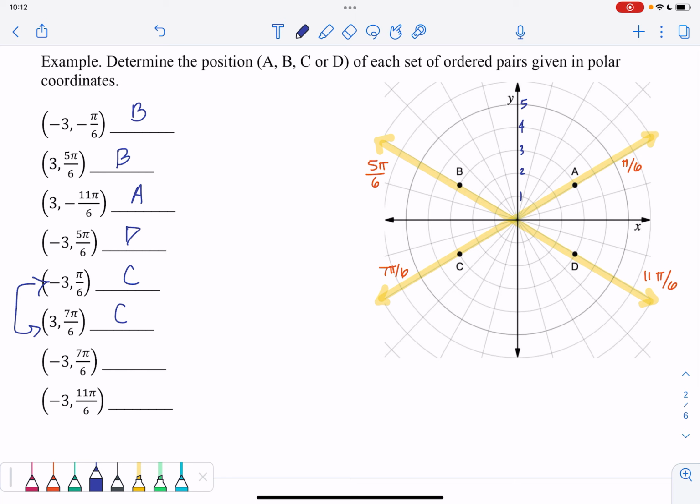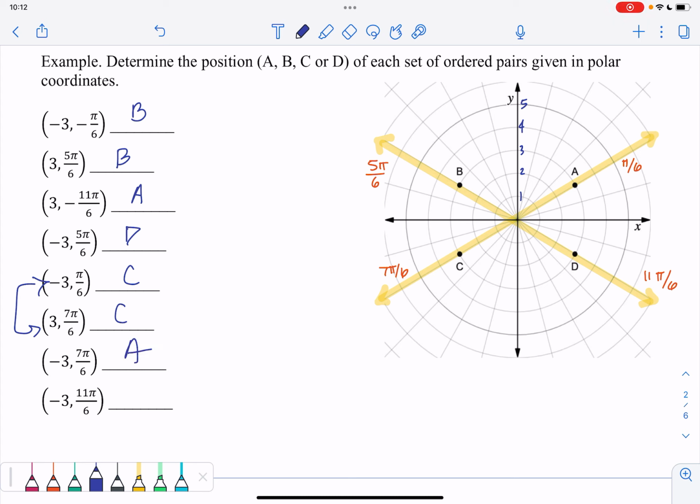Okay, let's do another one. 7 pi over 6 is my angle, and negative 3 is my r value. So again, I'm going to 7 pi over 6, but I'm not staying long because the negative 3 for the r value is telling me to start heading back the other way. When I go 3 units, I land on A.